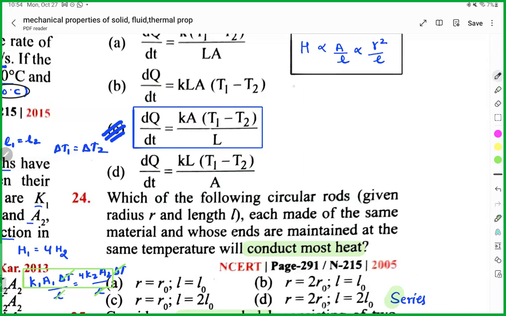Now you have to try all the options. In the first case, it will be R naught square by L. Second case, R naught doubled, so 4 R naught square by L. Third case, R naught square by 2L. And fourth case, 4 R naught square by 2L. Anvita, what should the answer be?